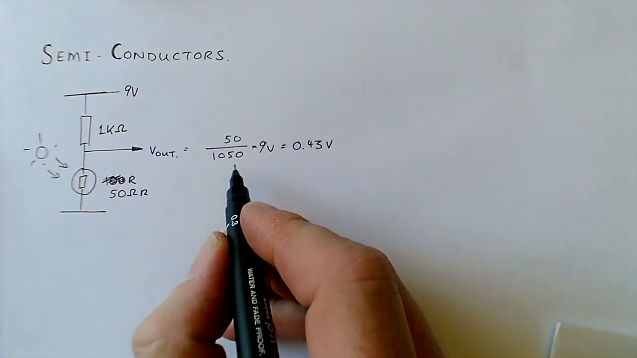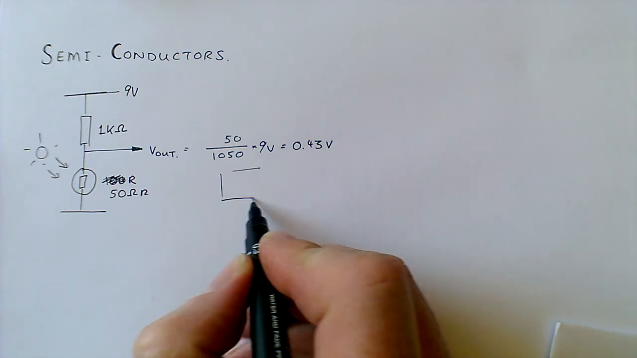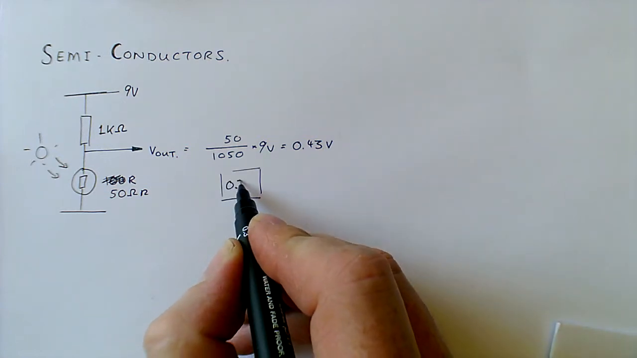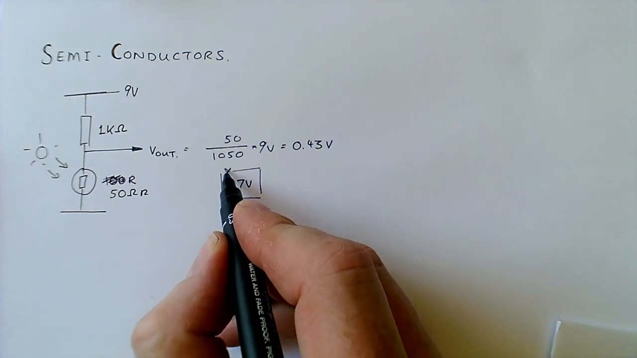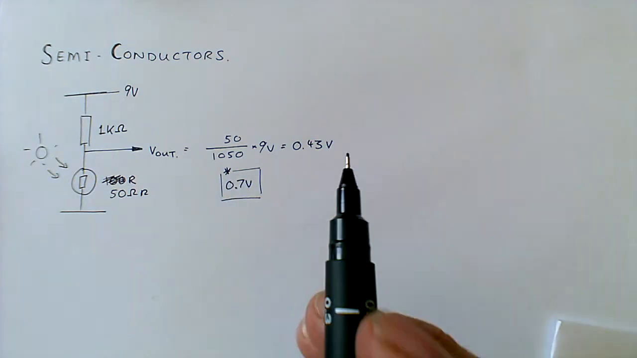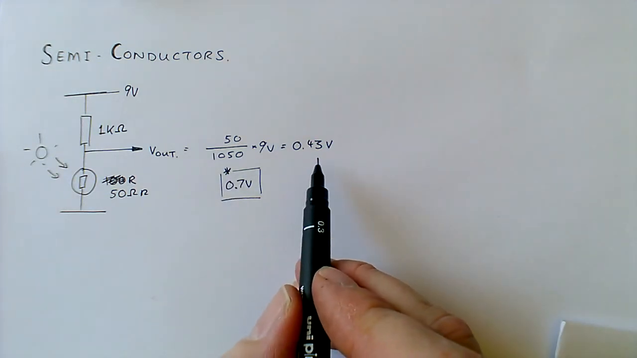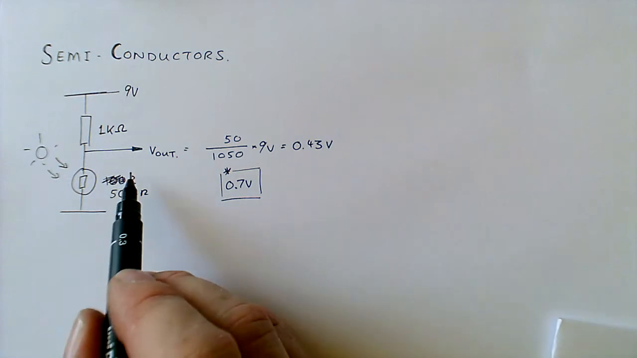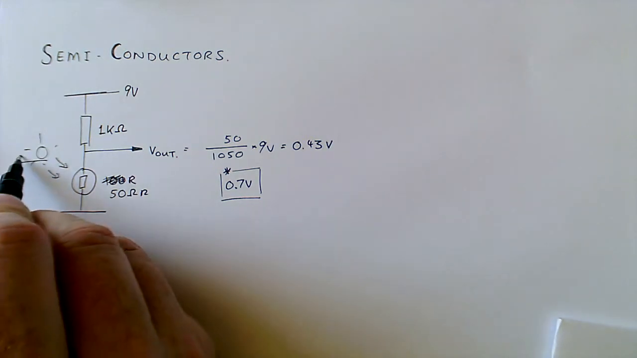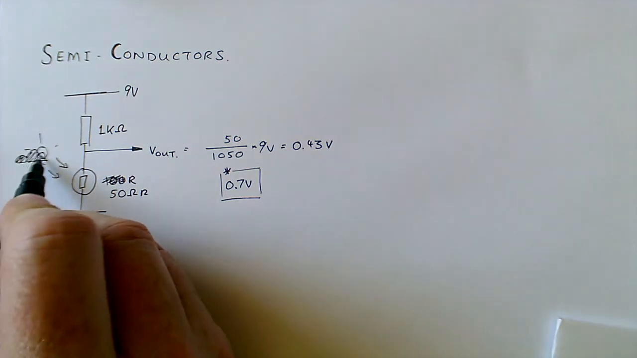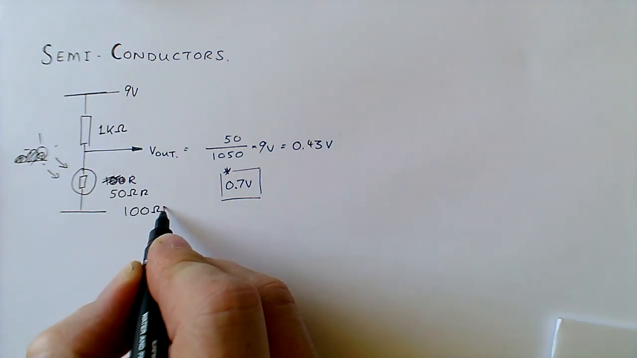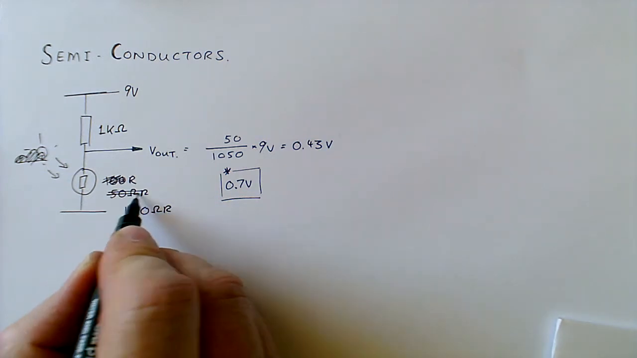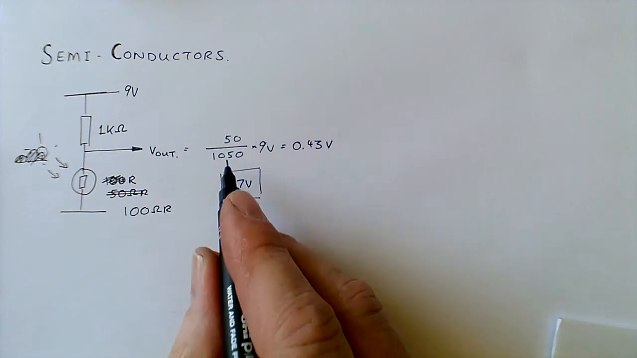Now the reason that's significant is I'm looking for a value of 0.7 volts. I'm going to explain a little bit later on why that value is important. But let's just look. We've got 0.43 volts here. Let's look at what happens when the sun goes in. Let's put a cloud here. Let's increase this resistance to 100. And let's do the same calculation.